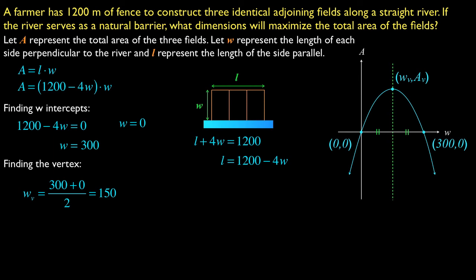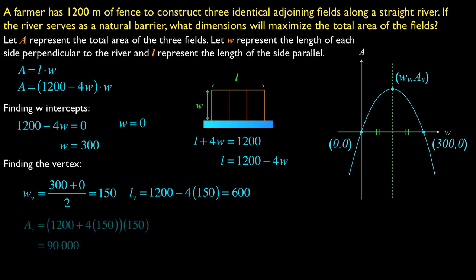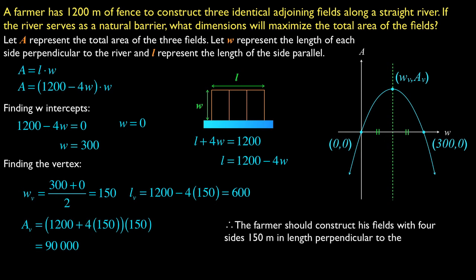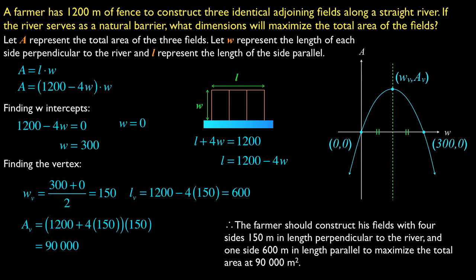That would allow us to determine the length value at that vertex, and that would be 1,200 subtract 4 times 150, or 600, leading to an area which would be 1,200 subtract 4 times 150 times 150, or 90,000. And so the farmer, quite simply, just needs to construct his fields with 4 sides of 150 meters in length each, perpendicular to the river, and one side 600 meters in length parallel, to maximize the total area at 90,000 meters squared. That's all there is to the problem.